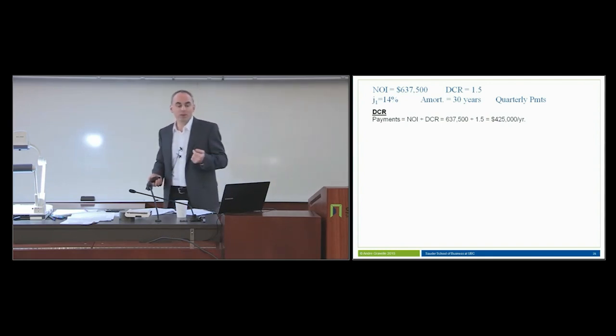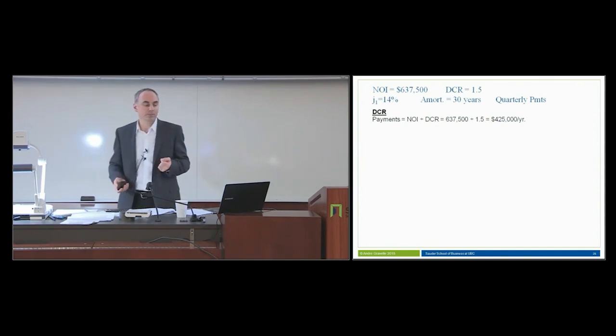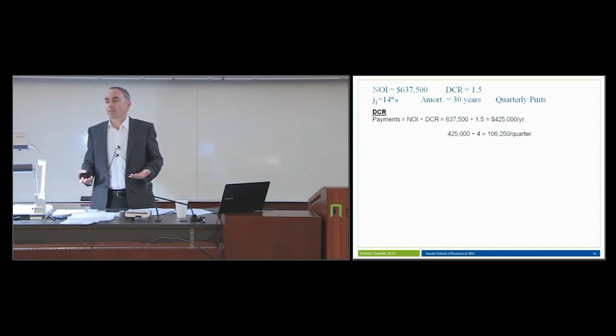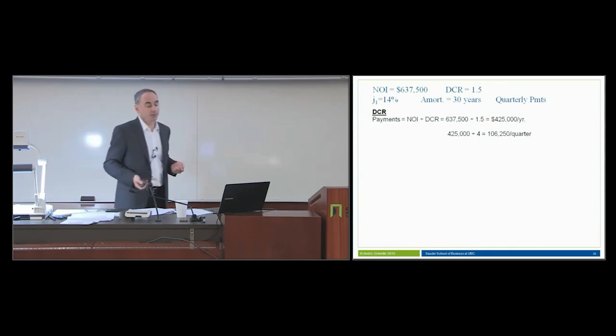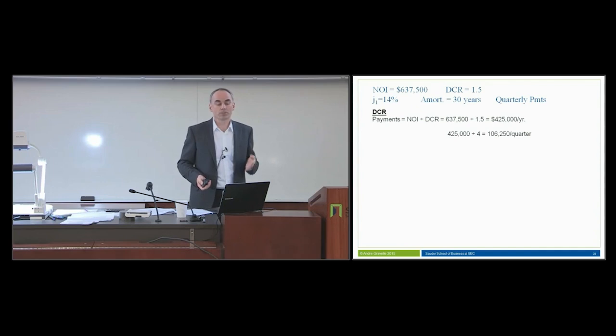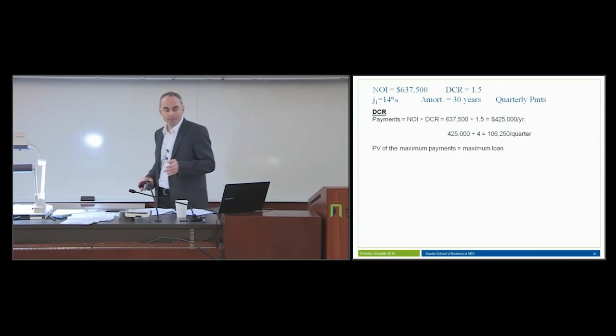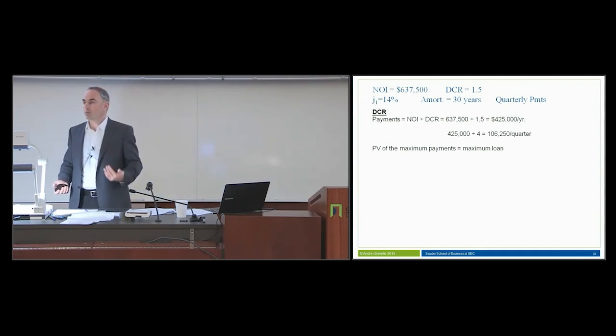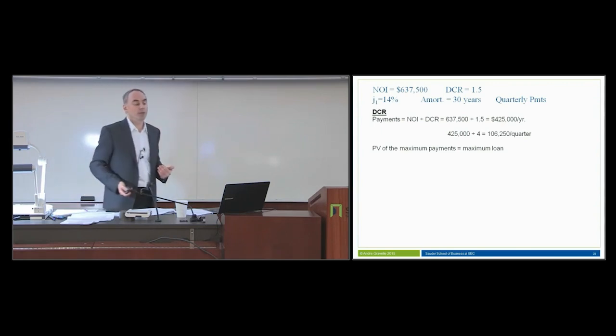So we have our annual maximum mortgage payments. The payments in the question are made quarterly, so we'll have to divide by 4. That gives $106,250 per quarter. We know that the present value of the maximum payments equals the maximum loan. So we'll do one more present value calculation to determine the maximum loan.